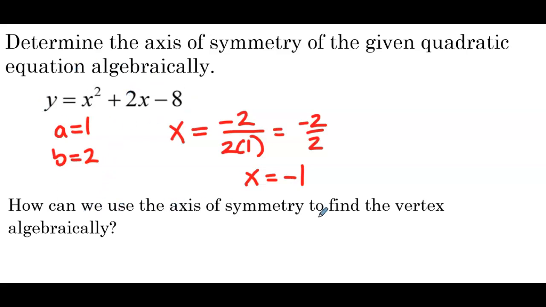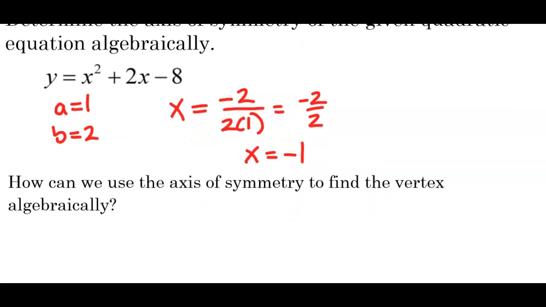Now, how can we use the axis of symmetry to find the vertex? Well, we should know now that the axis of symmetry goes through the vertex, through the turning point. So that means the vertex has an x value of -1. Then we just need to find the y value.